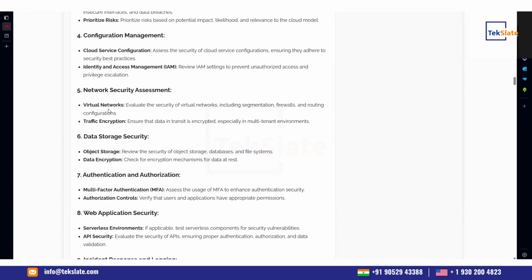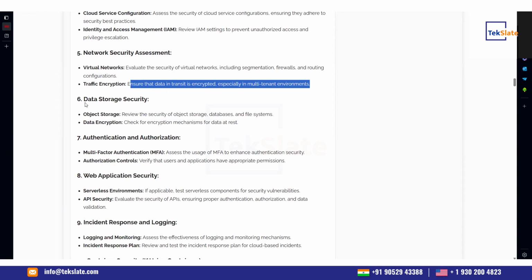The next one is network security assessment of virtual networks. We'll evaluate the security of the virtual network, including segmentation, firewall, and routing configuration. Coming to traffic encryption: the client, for example someone using a laptop, and a server have traffic passing between them, which should be encrypted. If it's unencrypted, it can be manipulated and captured by malicious actors, who can use it to perform social engineering attacks later on.